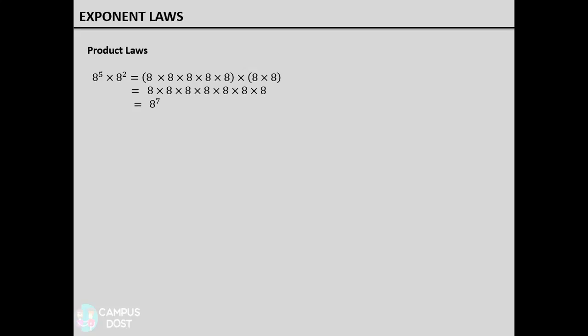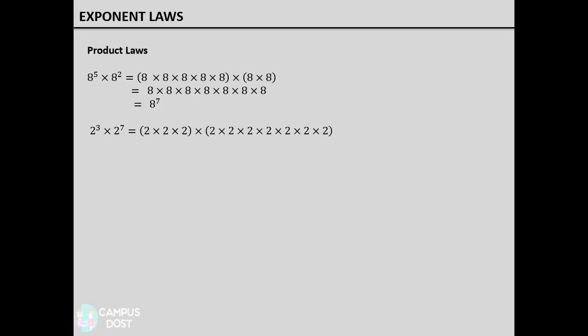Now consider this example. This time we can rewrite 2 to the power 3 as follows, and then we can rewrite 2 to the power 7 as follows. When we combine both parts here, we get the product of 10 2's, which we can now rewrite as 2 to the power 10. So 2 to the power 3 times 2 to the power 7 is equal to 2 to the power 10.